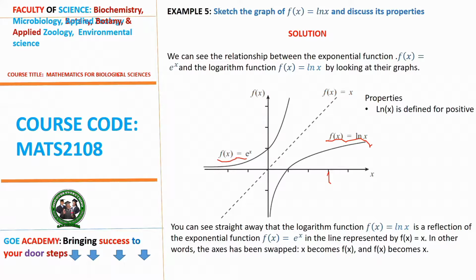Secondly, ln x is less than 0 for x between 0 and 1, in that interval. Also, ln x is equal to 0 only for x equals 1. Also, ln x is greater than 0 for x greater than 1. Okay, take note of that.